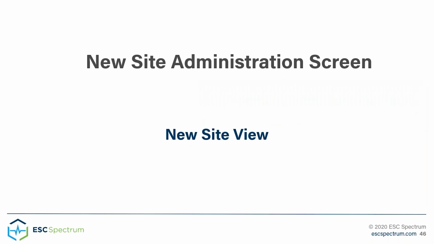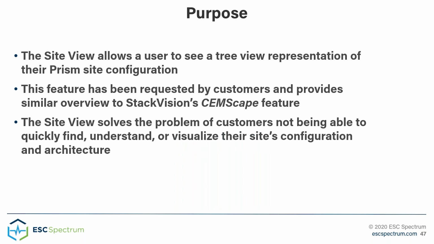All right. Another new site administration screen is Site View. Right now, this is under the preview features. So if you wanted to be able to see the site view, you'd have to make sure preview features was turned on. But if you're familiar with Stack Vision, they have a Semscape feature, which is a user interface that allows people to see the landscape of how all of the variables are related, how the parameters and whatnot are related. And so Prism needed something like that, to help customers visualize and see how everything's connected.